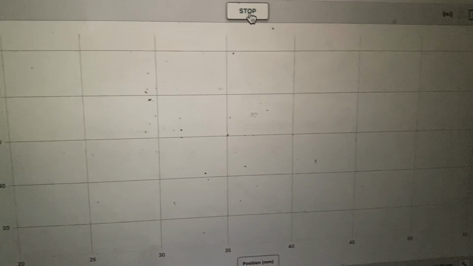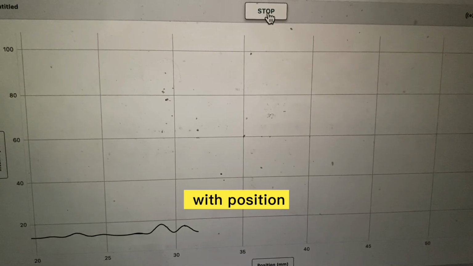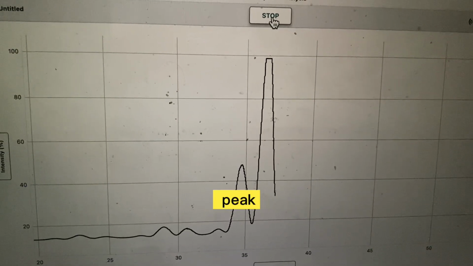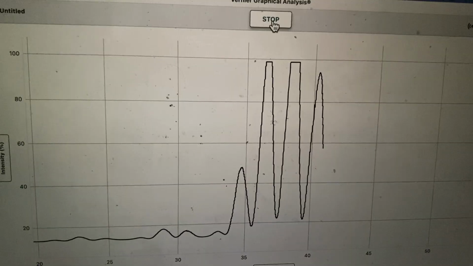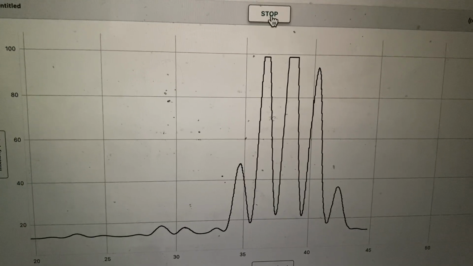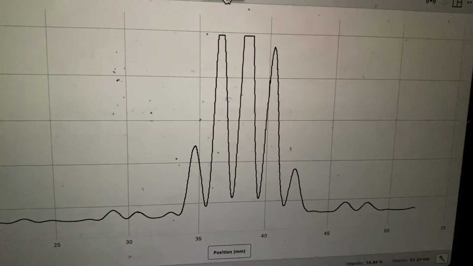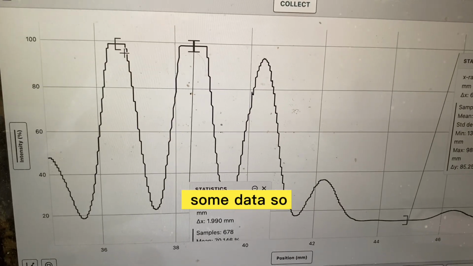Now let's collect data. Look very closely at how this intensity curve changes with position. Okay, a beautiful peak. Beautiful peak. Next, let's record some data.